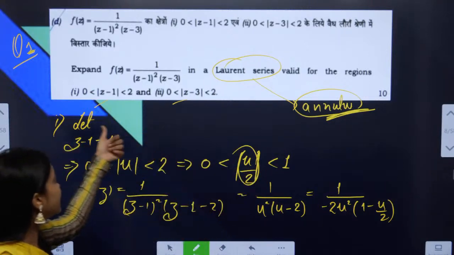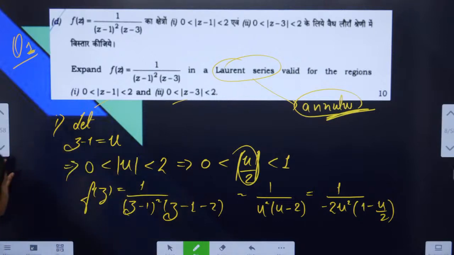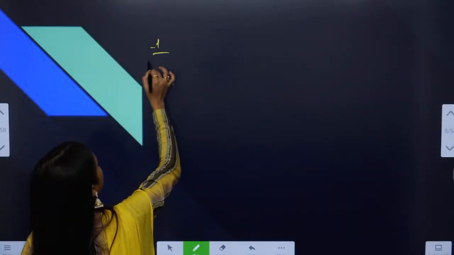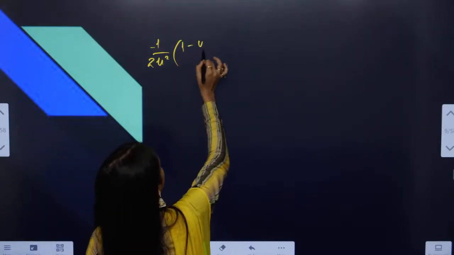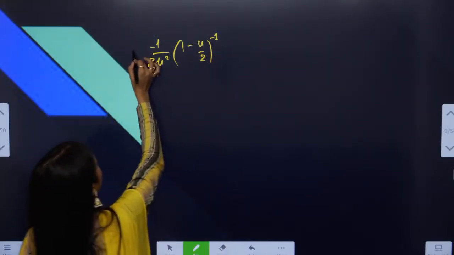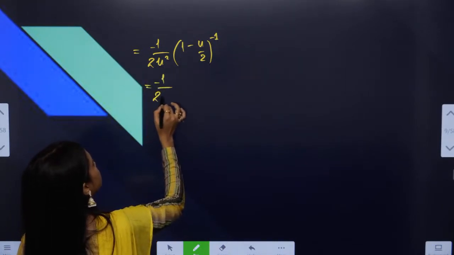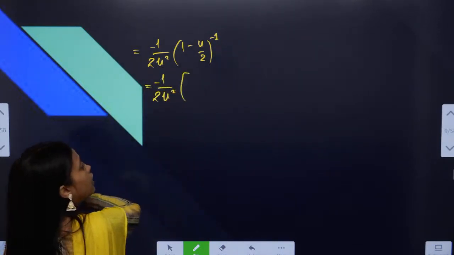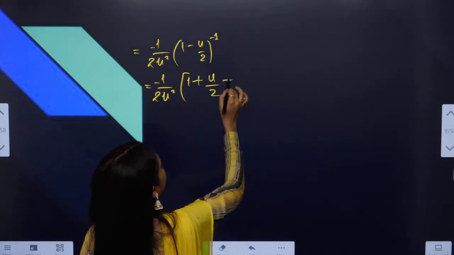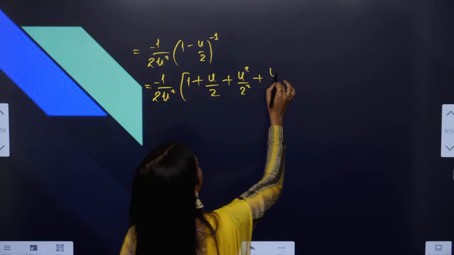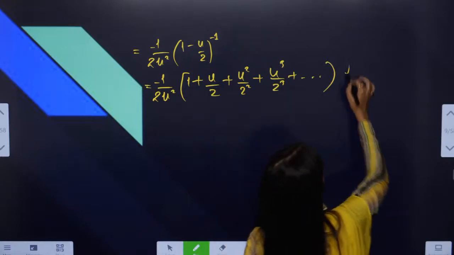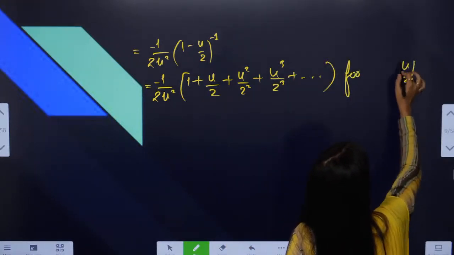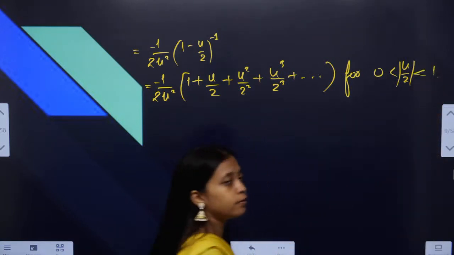Because it was already given to me, I can expand this. It can be written as minus 1 by 2 u square and 1 minus u by 2. So, this is 1 minus u by 2 raised to the power minus 1. This becomes minus 1 by u square times 1 plus u by 2 plus u square by 2 square plus u cube by 2 cube and so on, for u by 2 between 0 to 1, right.